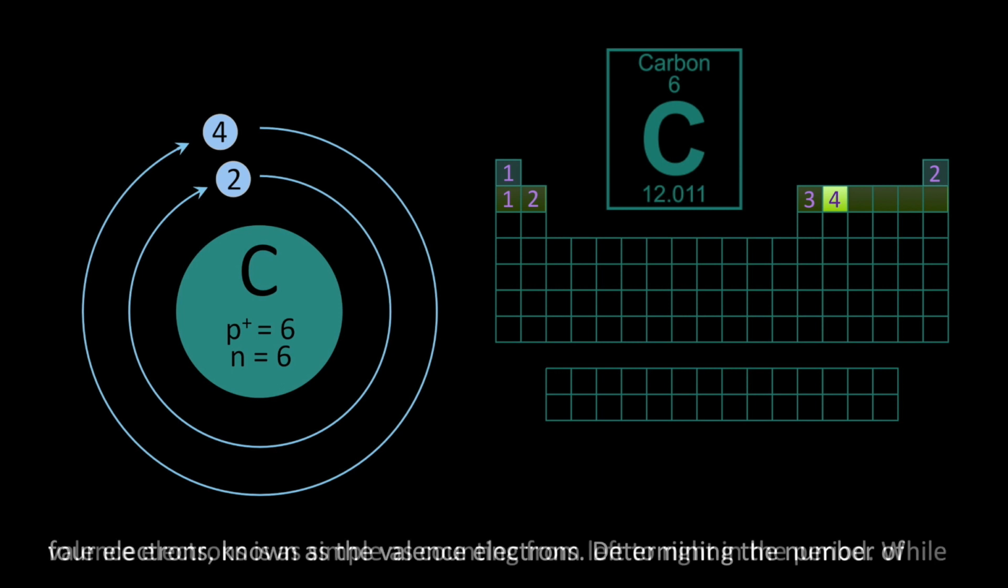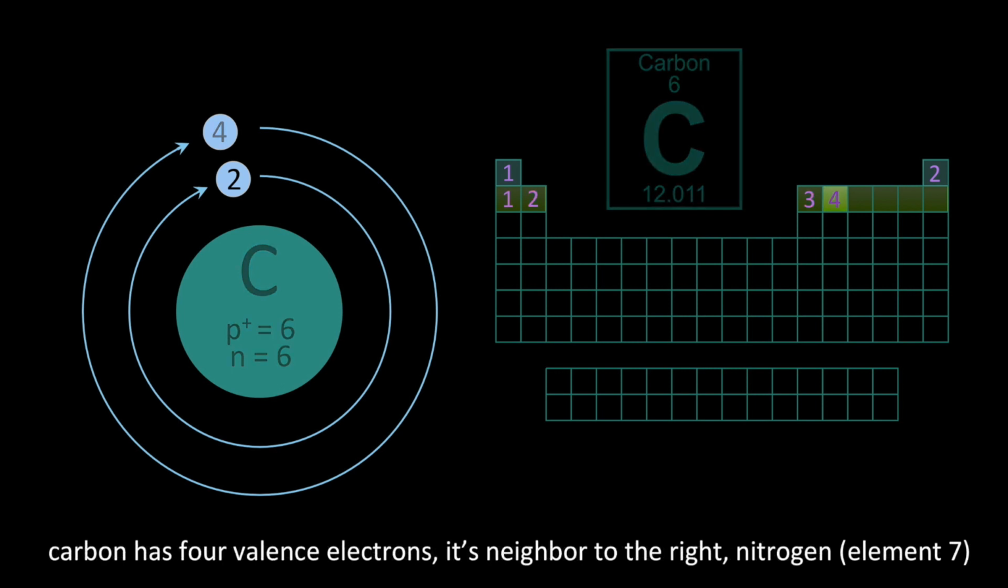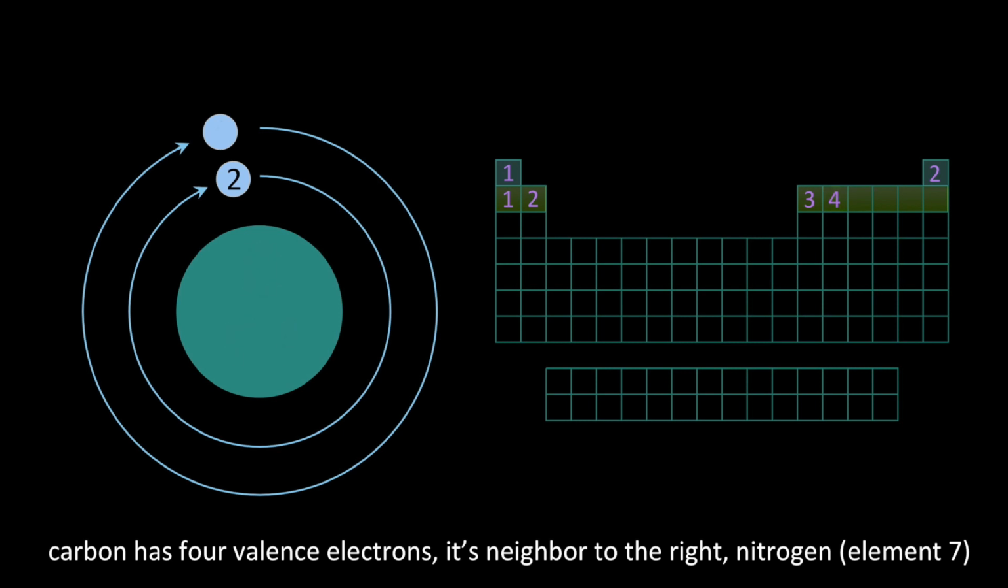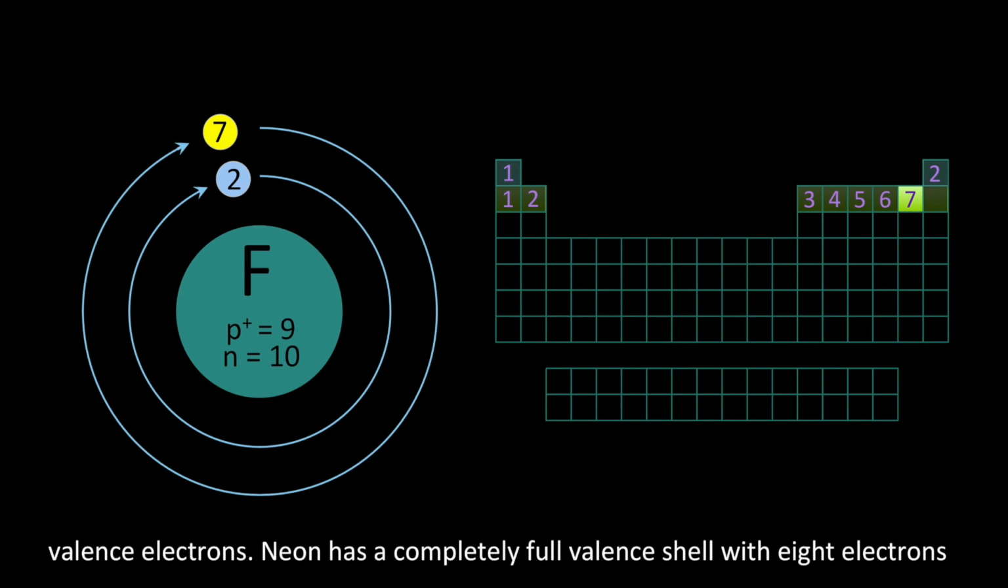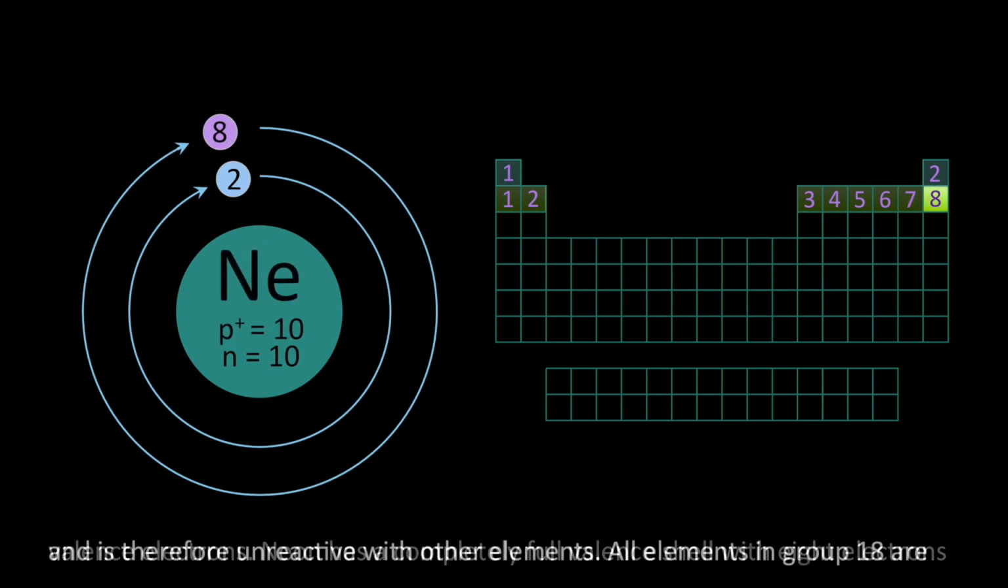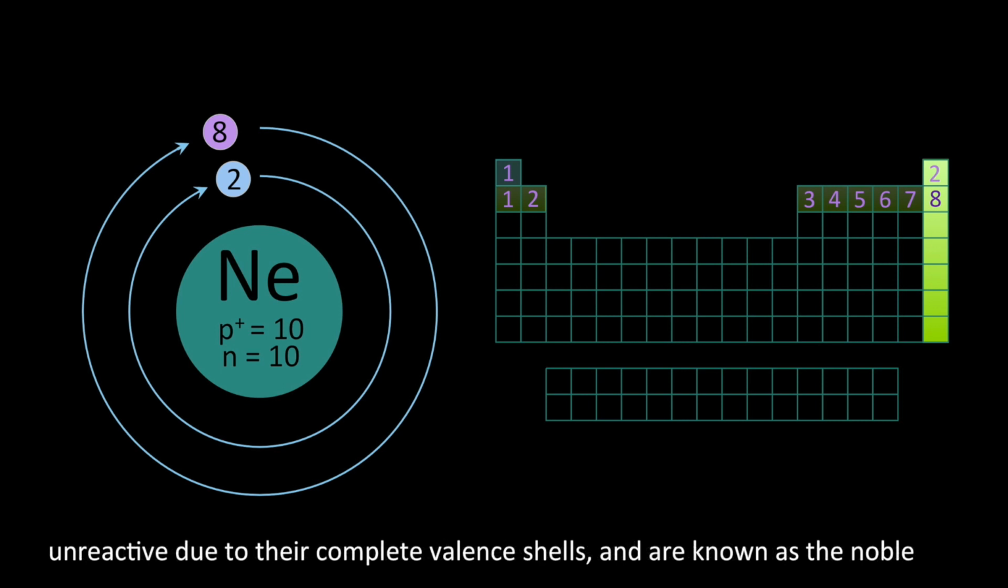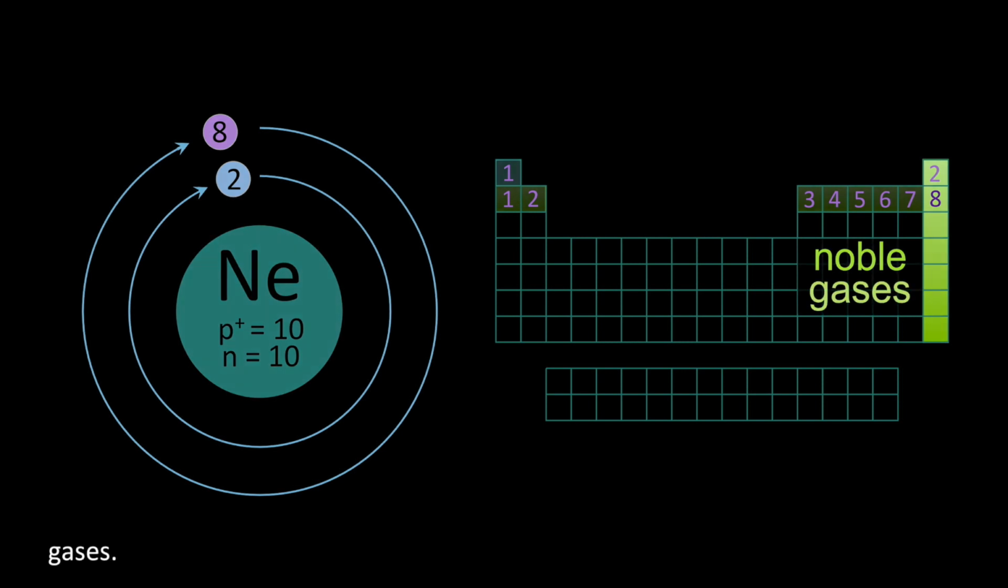Determining the number of valence electrons is as simple as counting from left to right in the period. While carbon has 4 valence electrons, its neighbor to the right, nitrogen, element 7, has 5 valence electrons. Oxygen has 6 valence electrons, and fluorine has 7 valence electrons. Neon has a completely full valence shell with 8 electrons, and is therefore unreactive with other elements. All elements in group 18 are unreactive due to their complete valence shells and are known as the noble gases.